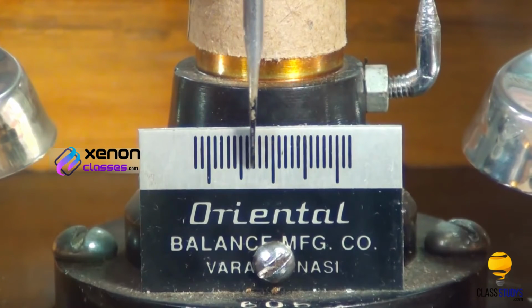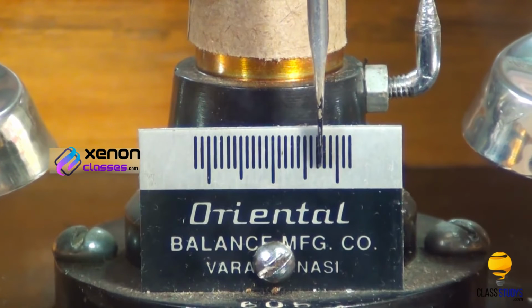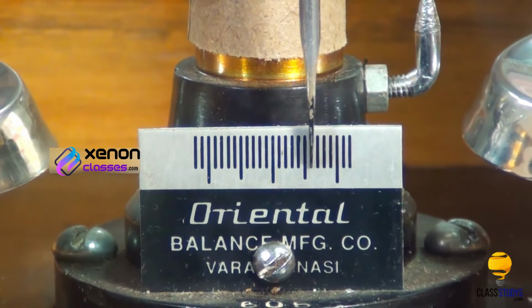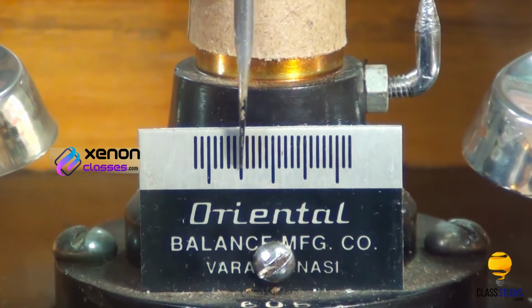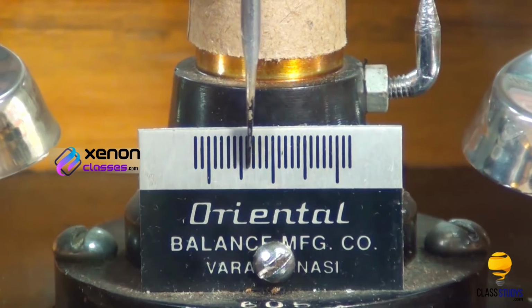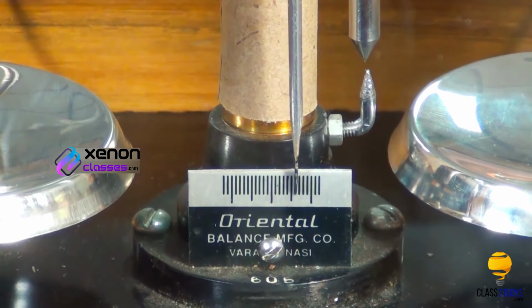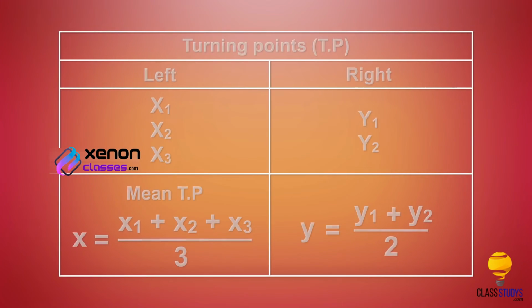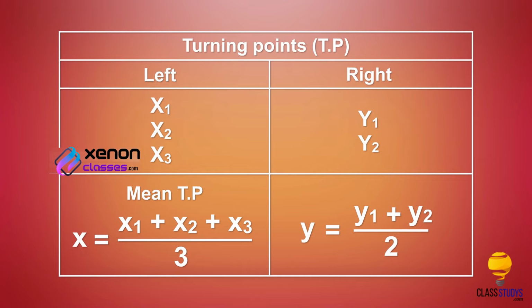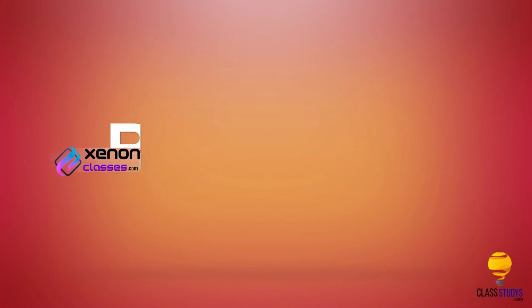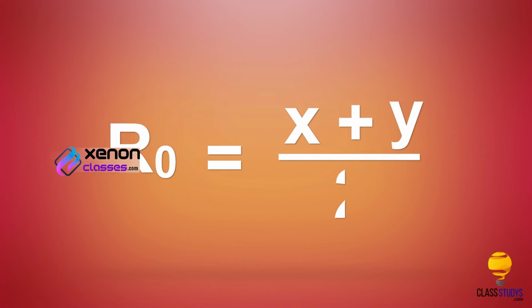Three consecutive readings, 3 to the left and 2 to the right, on the scale against which the pointer oscillates back and forth are taken. These readings are called turning points. The average turning points on the left and right are separately calculated. The mean of those averages gives the zero resting point R0.